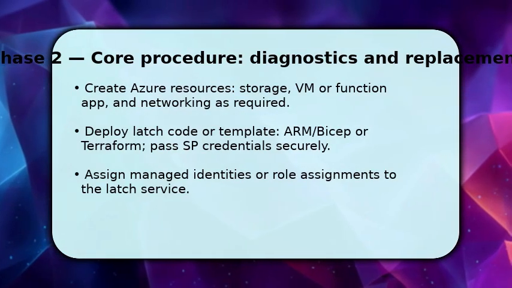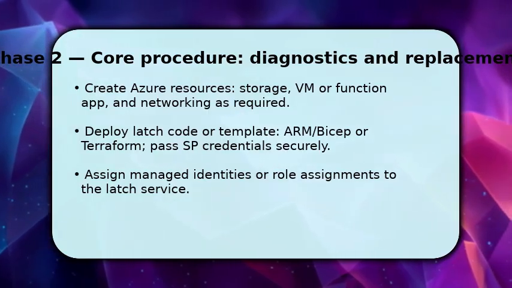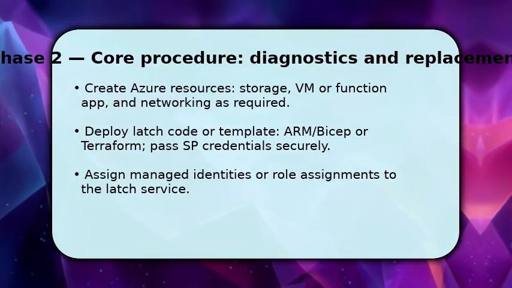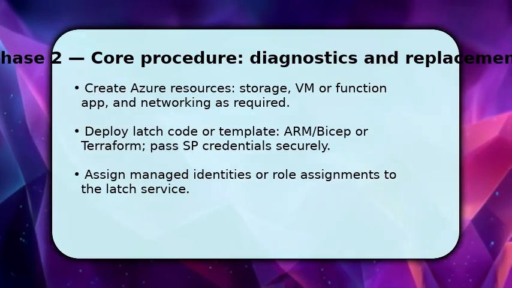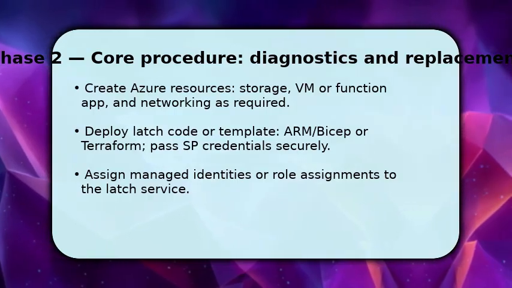Now you configure and deploy the Azure Latch component so it can enforce whatever behavior you need. Choose deployment: ISE, ARM, Bicep, or Terraform, because templates keep environments reproducible. Pass the service principal credentials via key vault or secure variables.